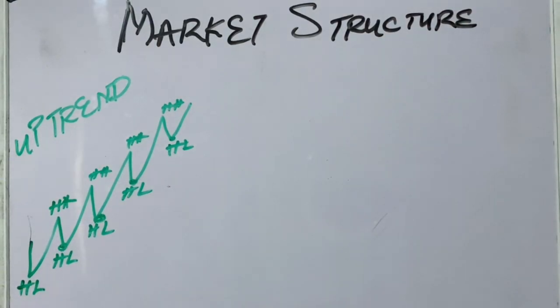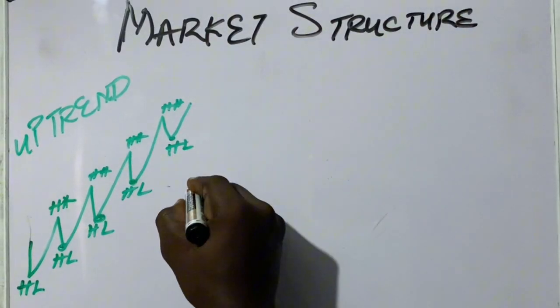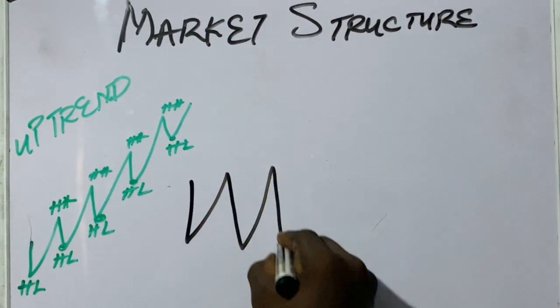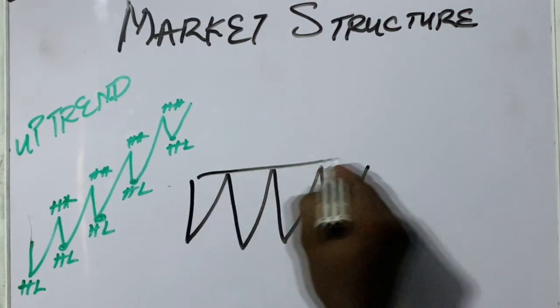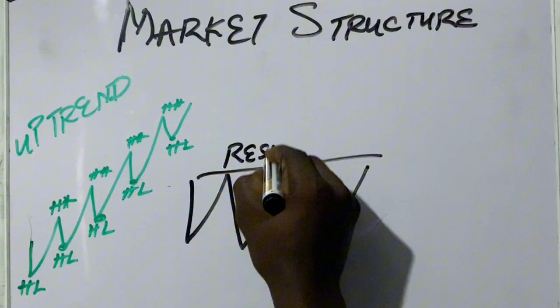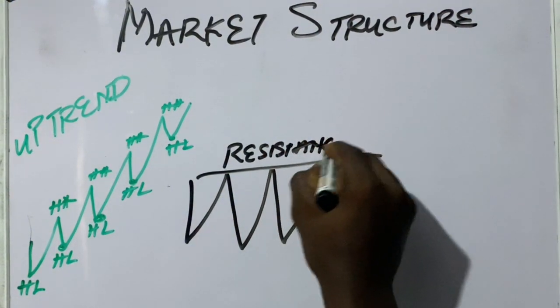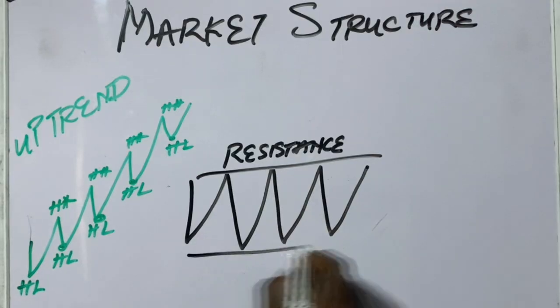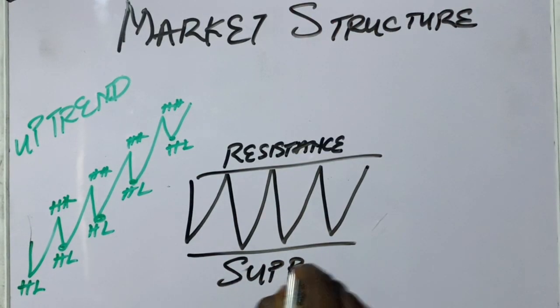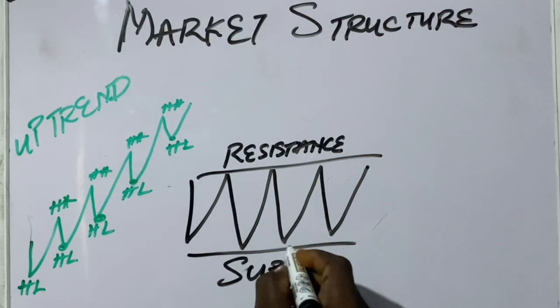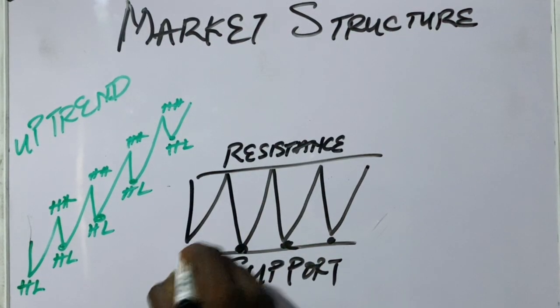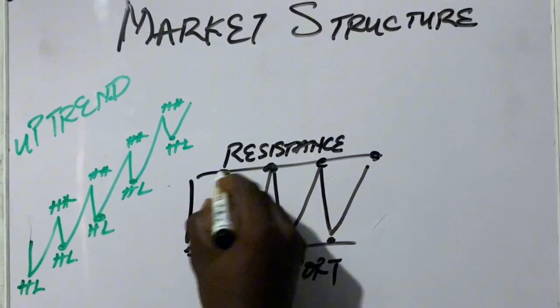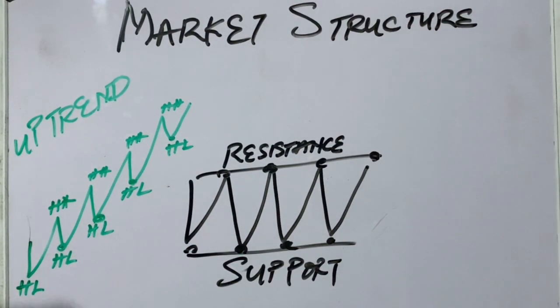The second one we have is the ranging market. For a ranging market, price moves like this: goes up, comes down, goes up, comes down, and this is known as resistance. Then this is support. You are supposed to be buying from here, and then you are going to be selling from here. Then how do you know you want to sell or buy? It all depends on your trading strategy, which we are still going to be talking about in other parts. So just stick around and watch the video to the end, then you will understand everything perfectly well.